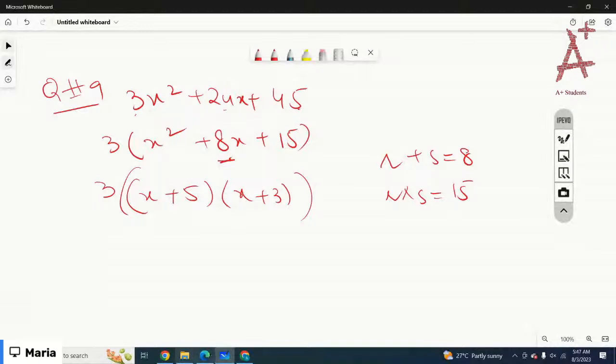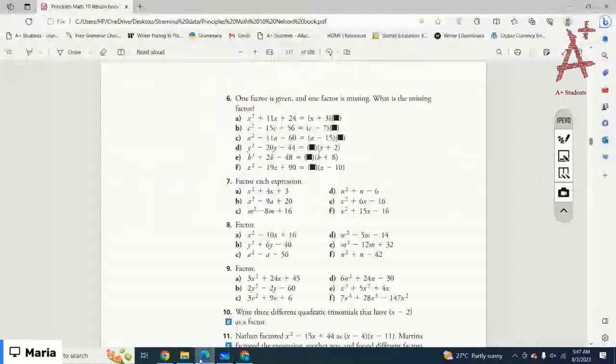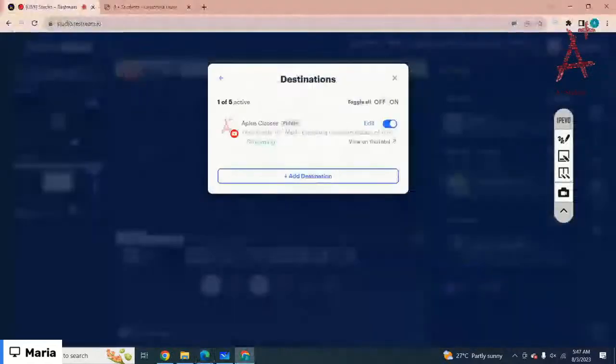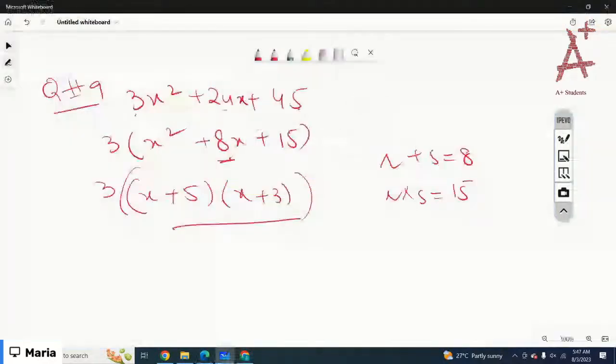Okay, let's just do another one, the last one. Let me just write it down. 7x to the fourth plus 28x cubed plus negative 147x squared.